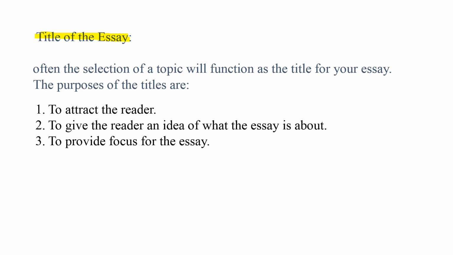And the purpose of the title, okay, we can have many purposes for the title. The first one is to attract the reader. The second purpose of the title is to give the reader an idea about the essay. And the third one is to provide the focus for the essay.